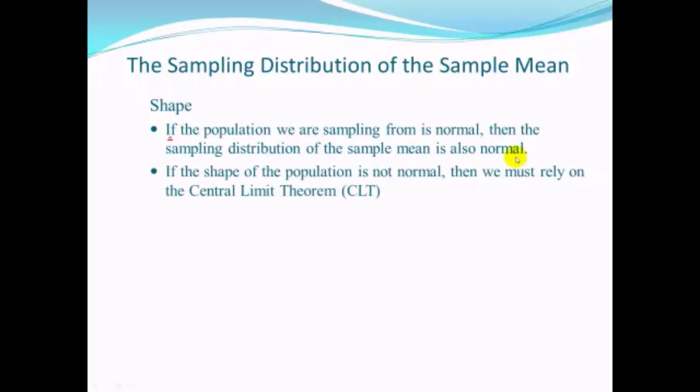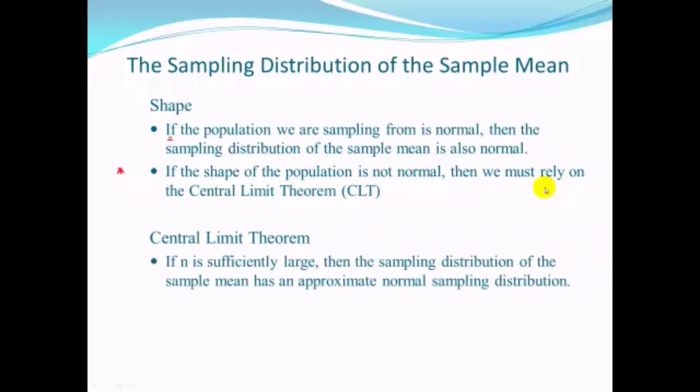And so that's where the second one comes into play. If the shape of the population is not normal, which is going to be most of the time, I'm going to put a little asterisk here by this one because this is the one we rely on most of the time. We rely on something called the central limit theorem. And the central limit theorem says as long as our n is sufficiently large, the sampling distribution of the sample mean has an approximate normal distribution.